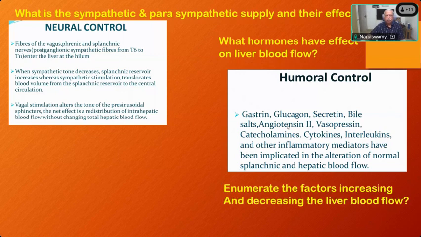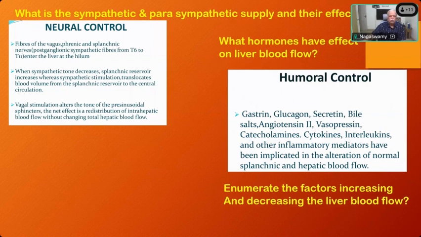Yes, sir. Enumerate the factors increasing and decreasing the liver blood flow. What factors will increase the blood flow and what factors will decrease the blood flow? Because this is a very important point that we have to remember, so that during anesthesia, we don't decrease the blood flow. Our aim is to always preserve the blood flow, whatever level is there before induction or before surgery, has to be maintained throughout to prevent an acute hepatic failure. That is the most important goal in the management.